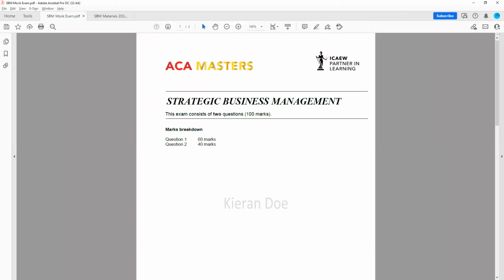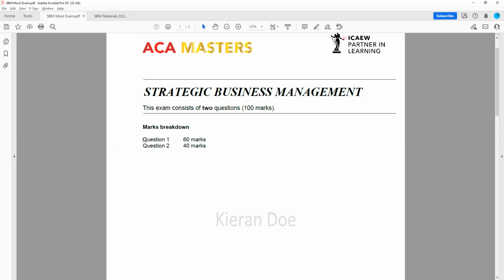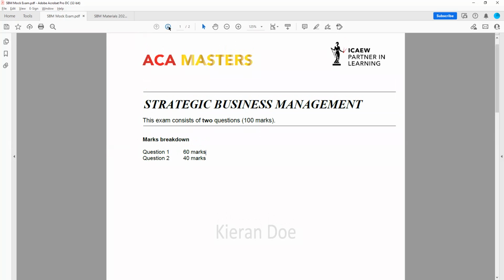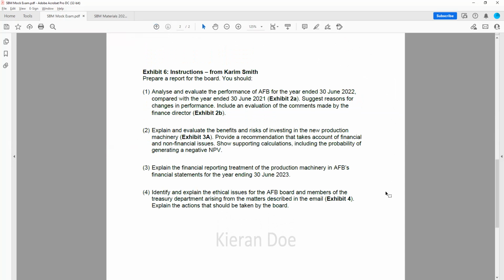To demonstrate what I mean, there'll be 2 questions in the SBM exam. Question 1 is usually worth more, so perhaps we would have 60 marks for question 1 and 40 marks for question 2. But when you come down to the actual requirements, the things you have to do, you'll see that there are various requirements here, so various questions. Typically you'd have somewhere between 3 and 6 questions per question, 6 or 7 requirements per question.